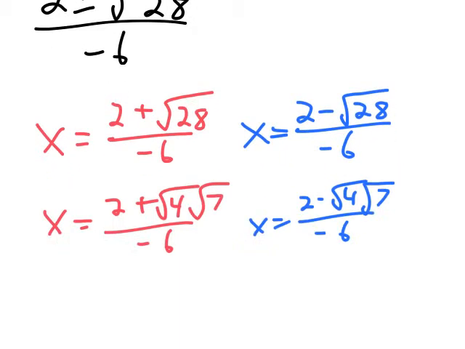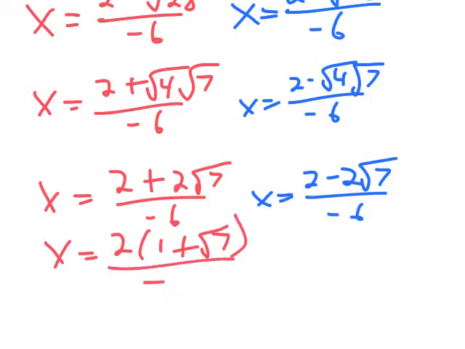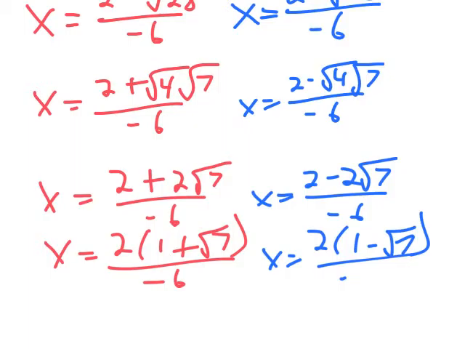I rewrote the square root of 28 as square root of 4 times square root of 7, because that still makes 28. I did that because I know what the square root of 4 is. It's 2. So if you want to be even pickier, you know, math teachers and math people are picky, factor out a 2 from everything. Both of these can have a 2 factored out. Oh, my finger's hurting from writing. So I factored out a 2 from everything.